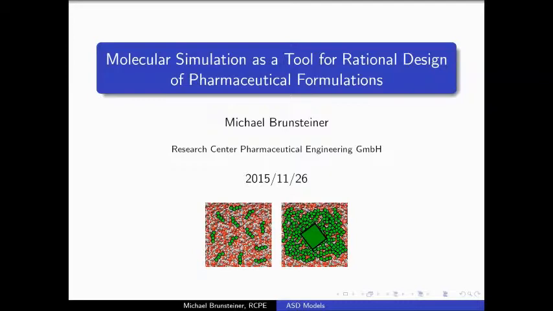So I work for this place called Research Center for Pharmaceutical Engineering, which is another public-private outfit in Graz in Austria. We are primarily involved with formulation development rather than drug design. Meaning we have a drug, we know it works, but then we have to make this into a pill, for example, or a parenteral formulation, whatever. We have to formulate it so that it can actually be applied by a human and do its job.